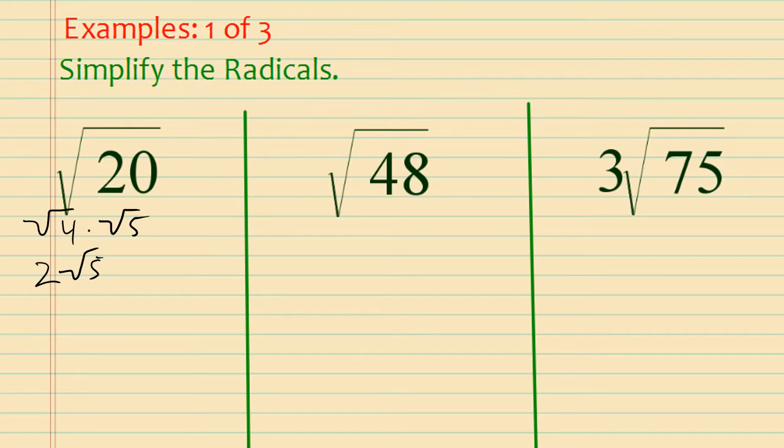There's another way to do this, and that is to create a factor tree. 20 can be written as 4 times 5. 4 can be written as 2 times 2. Bring down the 5. I have factored 20 into its prime factors. I call this jailbreak.